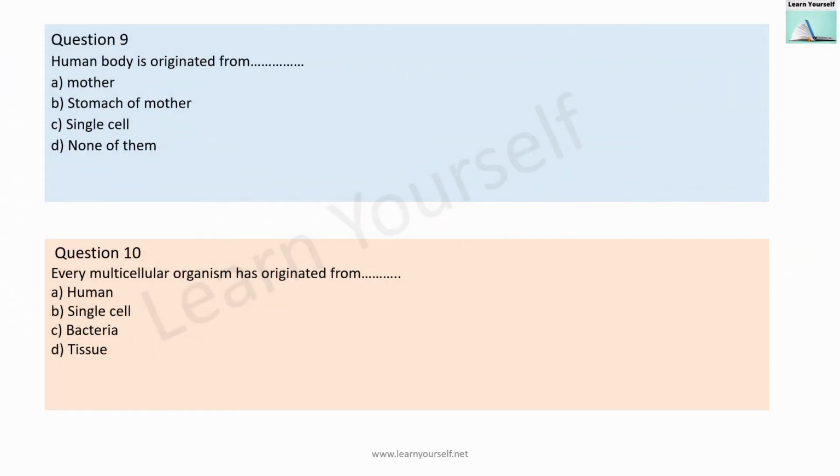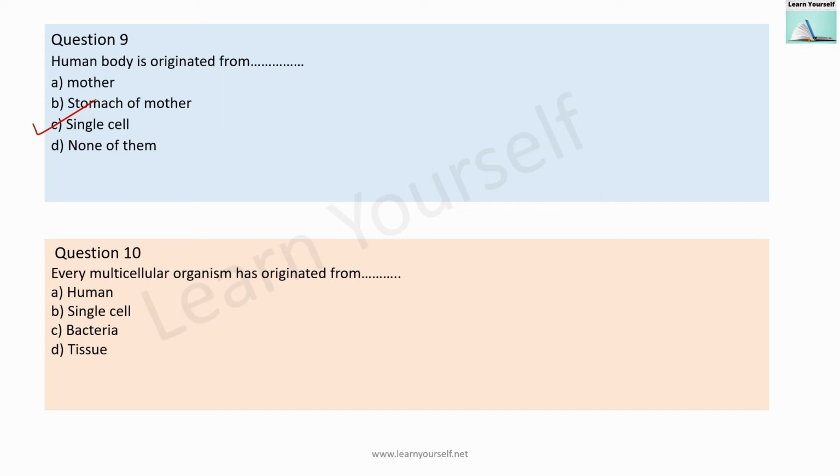Question number 9. Human body is originated from: option A, mother; B, stomach of mother; C, single cell; and D, none of them. So the correct answer is single cell. Human body is multicellular, but it originates from a single cell and then becomes multicellular. So the correct answer is single cell.